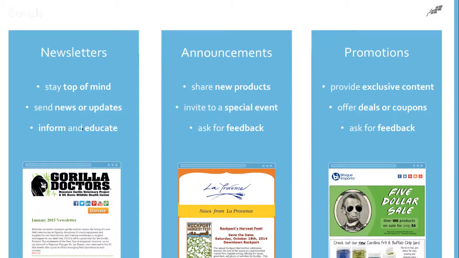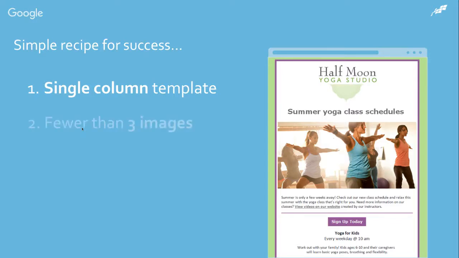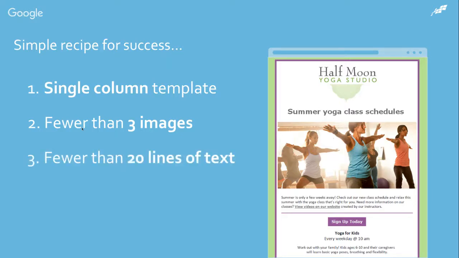A simple recipe for success: 1 single column template. And Constant Contact makes this really easy. You're just going to search for mobile responsive templates. They're all single column. Fewer than 3 images on any given email. And then fewer than 20 lines of text total in the message.